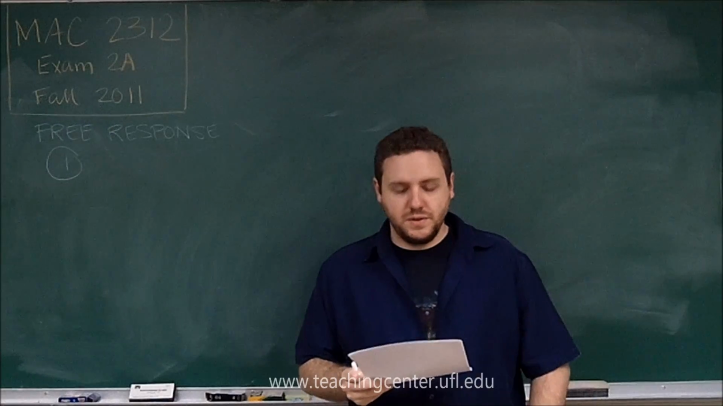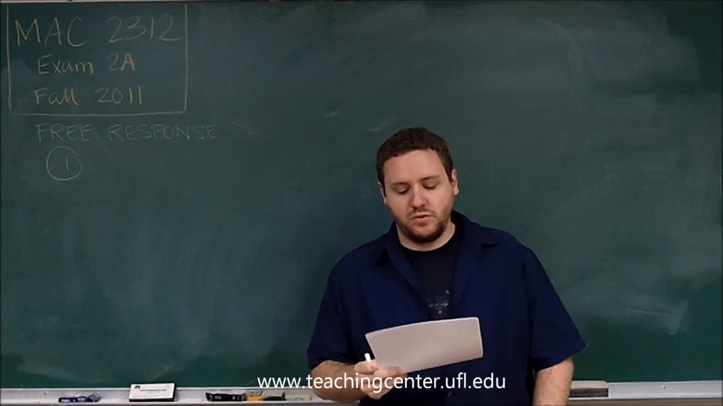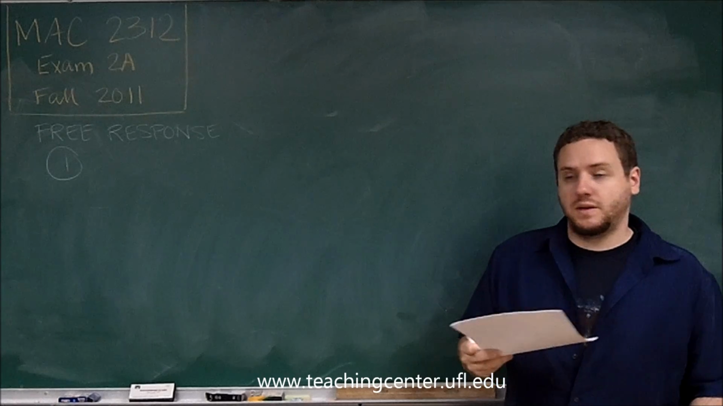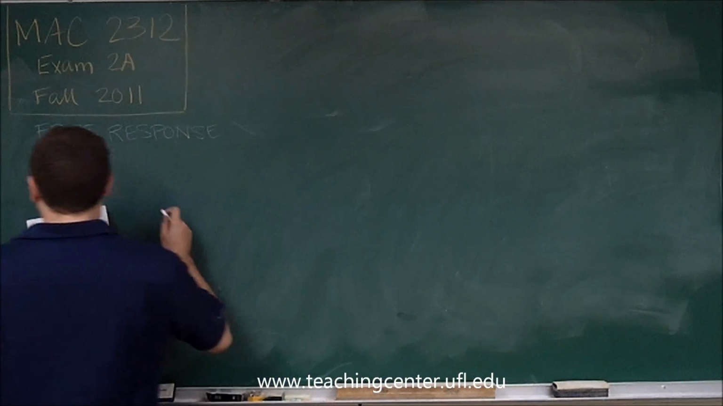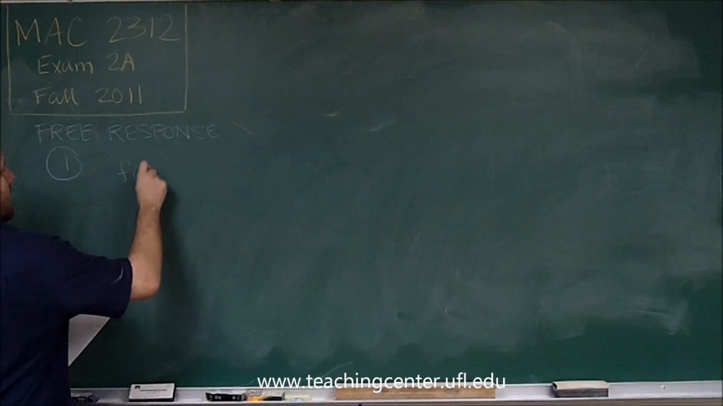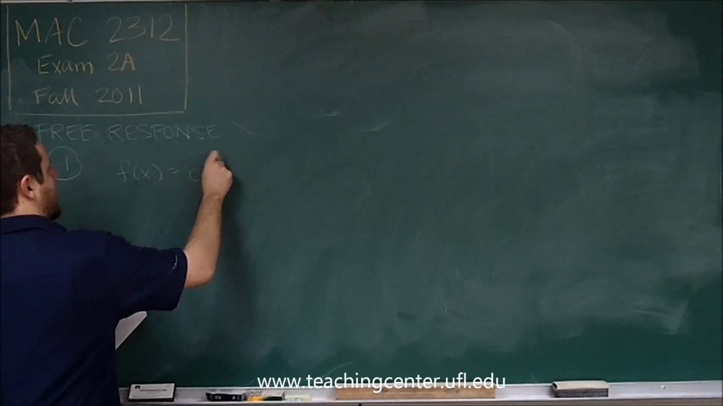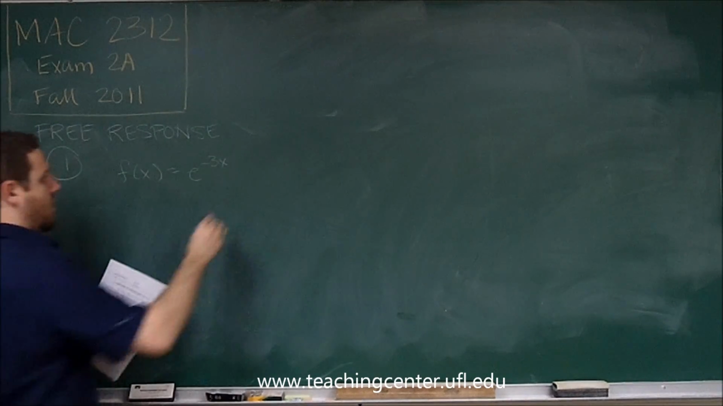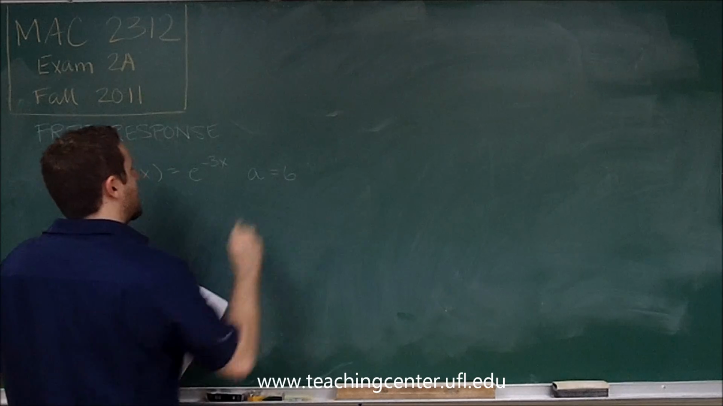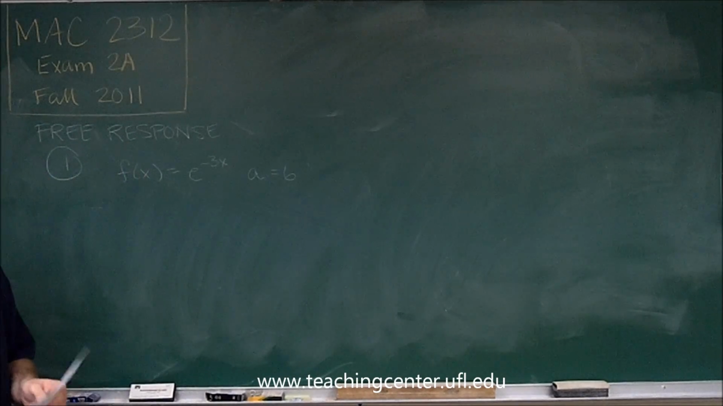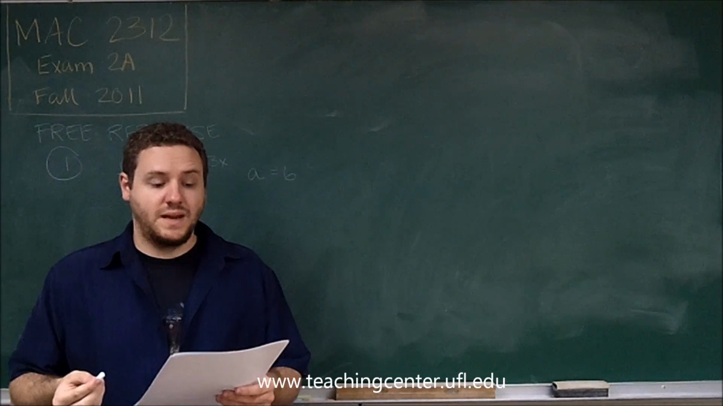Okay, so for number 1 on the free response section, we need to use Taylor's formula to find a Taylor series expansion. So our function is e to the negative 3x, and our centering point is 6. So we need to know, first of all, what is Taylor's formula?